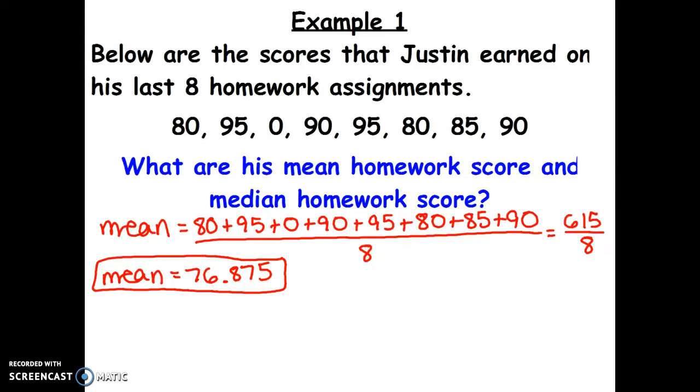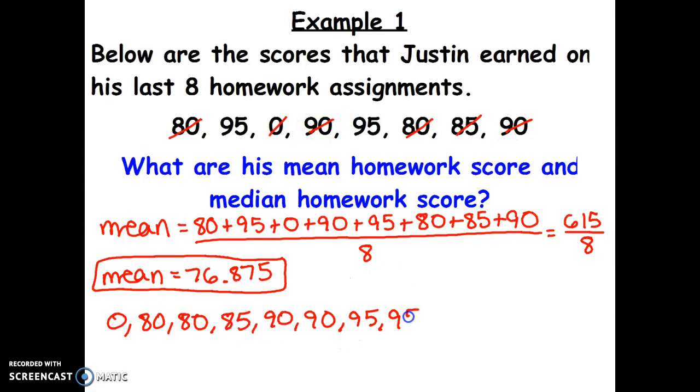In order to find the median, we have to make sure that our numbers are in order from least to greatest. So let's go ahead and do that. So 0 would be first. Well, actually, I'll do it down here. All right, so 0, 80, 80, 85, 90, 90, and 95 and 95.